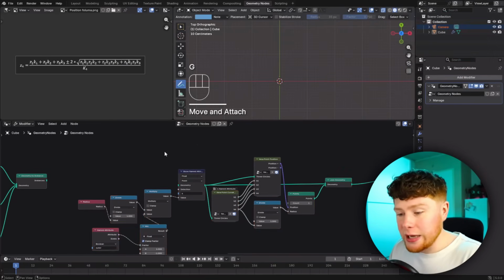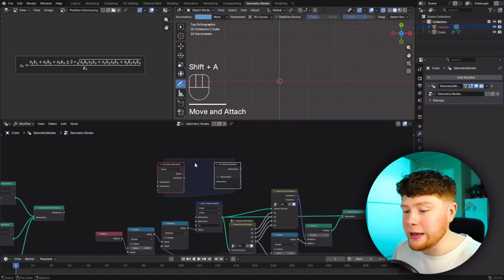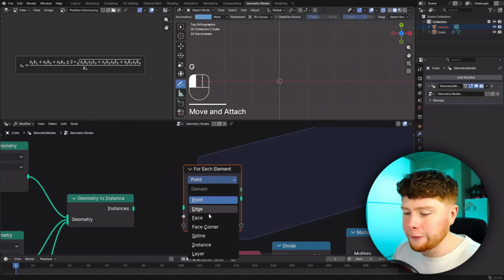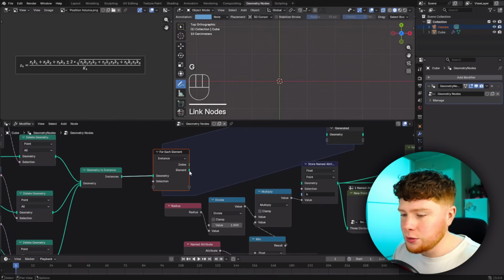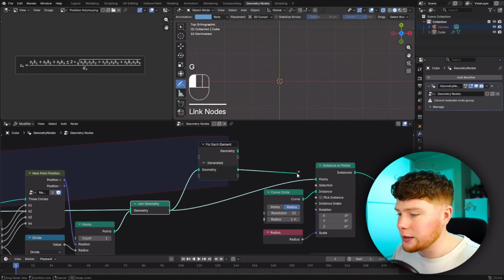So for each instance. And you hear me saying for each. So we're going to use a for each element zone. And we want to say for each instance, do those formulas. So connect it like so and connect it like so and connect it like so.